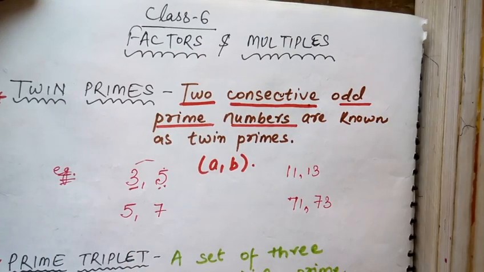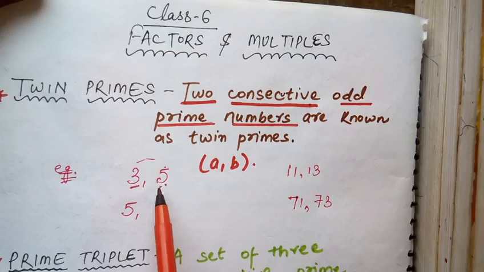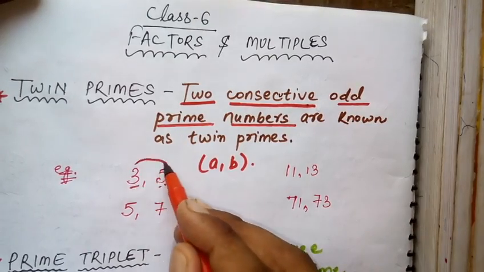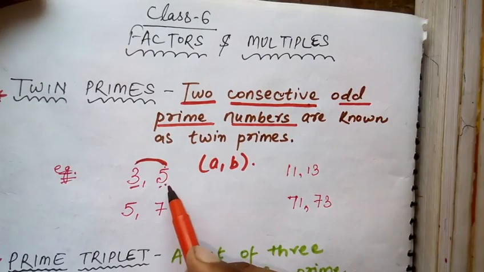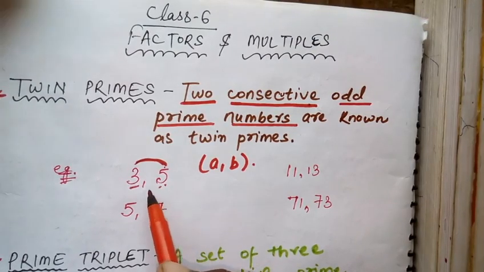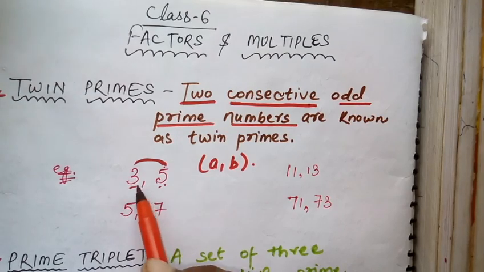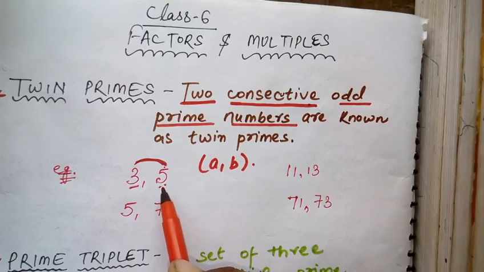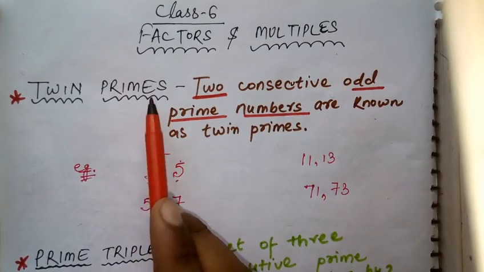So we can see that in an example. Suppose we have two numbers, 3 and 5. 3 and 5 are consecutive odd numbers, and also 3 and 5 are prime numbers. That means both 3 and 5 have only and only two factors. Therefore these two numbers are known as twin primes.